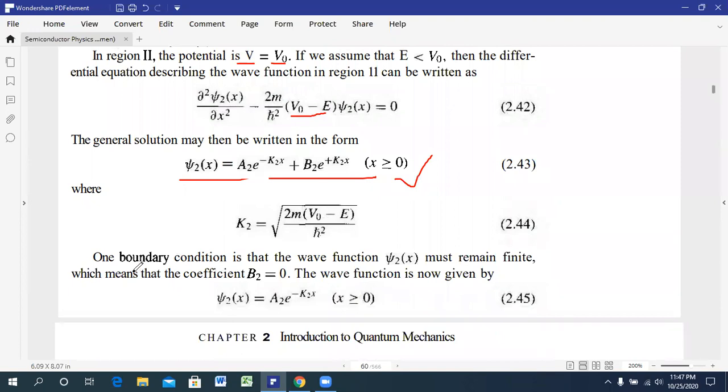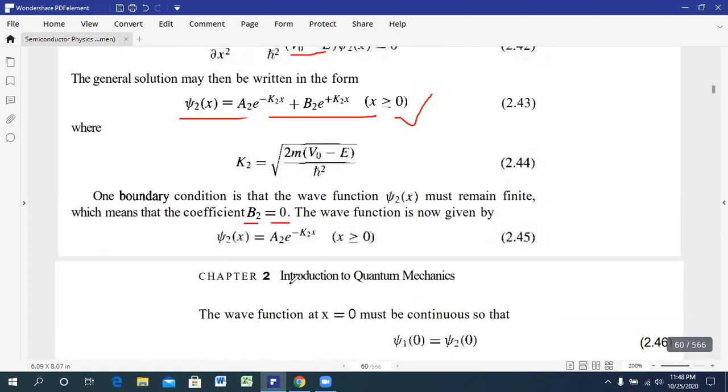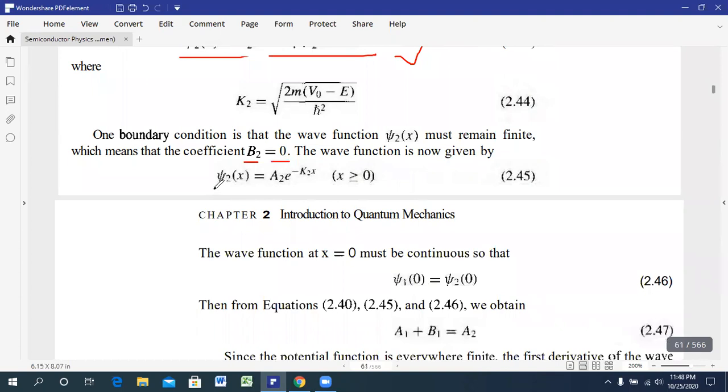Now if we use the boundary conditions, before this we will have a1, and then a2, and after that we have b2. And if we put that from minus infinity to 0 this value equals 0, the first boundary condition, then it will define that b2 equals 0. So psi 2 of x equals a2 e to the power minus k2 x.